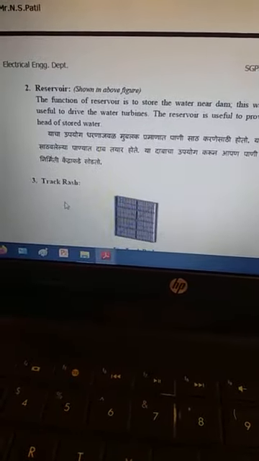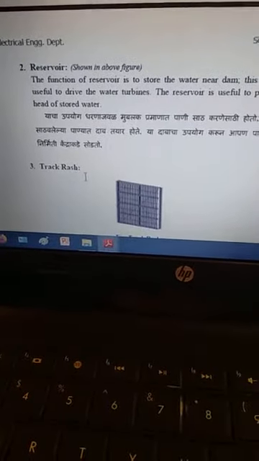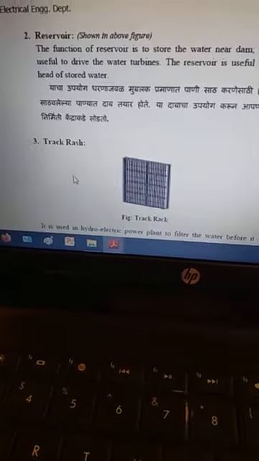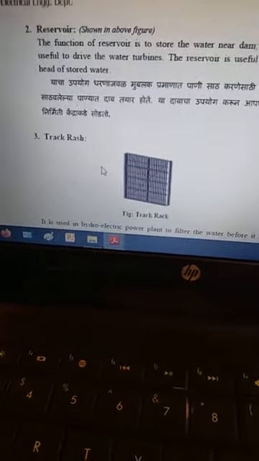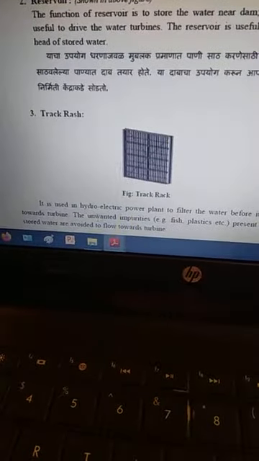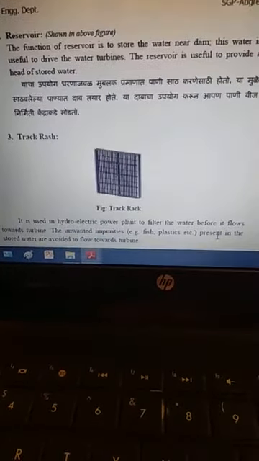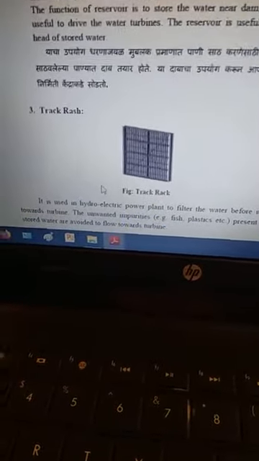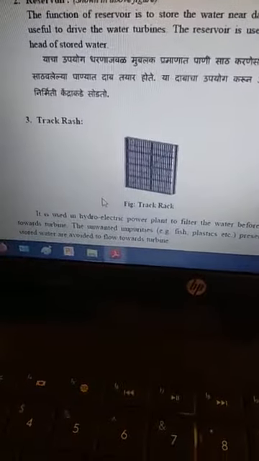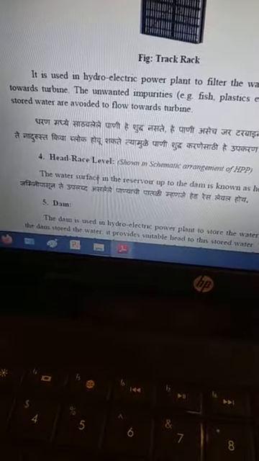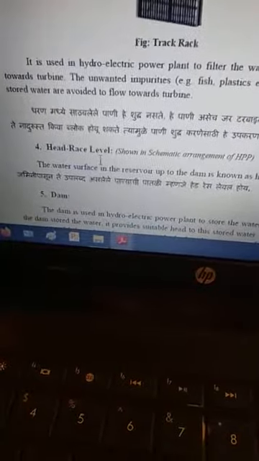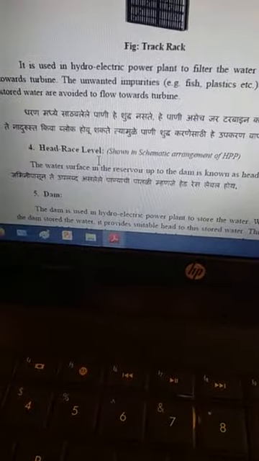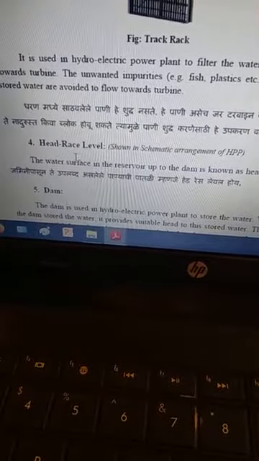Then there is a trash rack. You can see it here. It is the component used for the filtration of water. It is used in a hydroelectric power plant to filter the water flowing towards the turbine before it flows to the turbine. So it filters the water here. Let us move on. What is the other element here? The head race level. As I already told you, there are two types of race levels: tail race level and head race level.